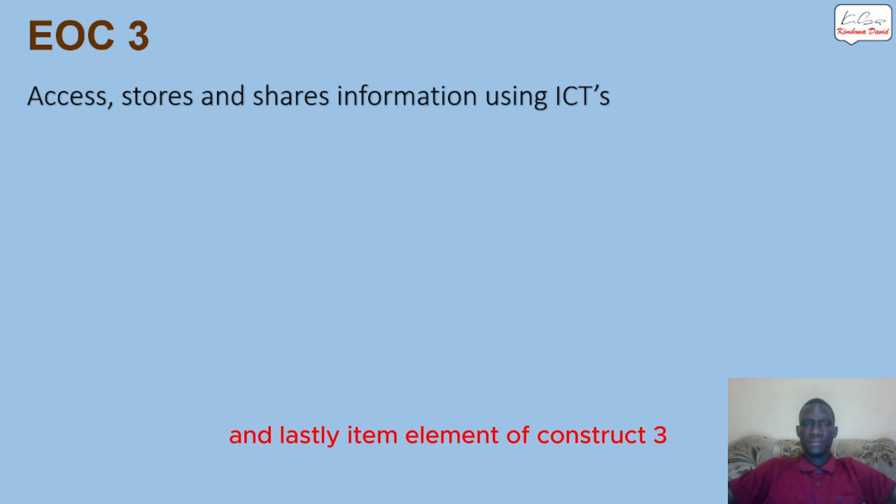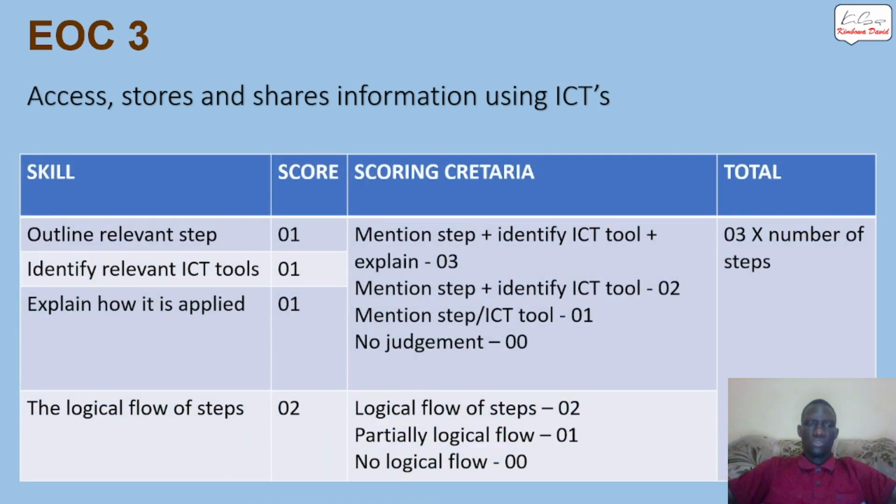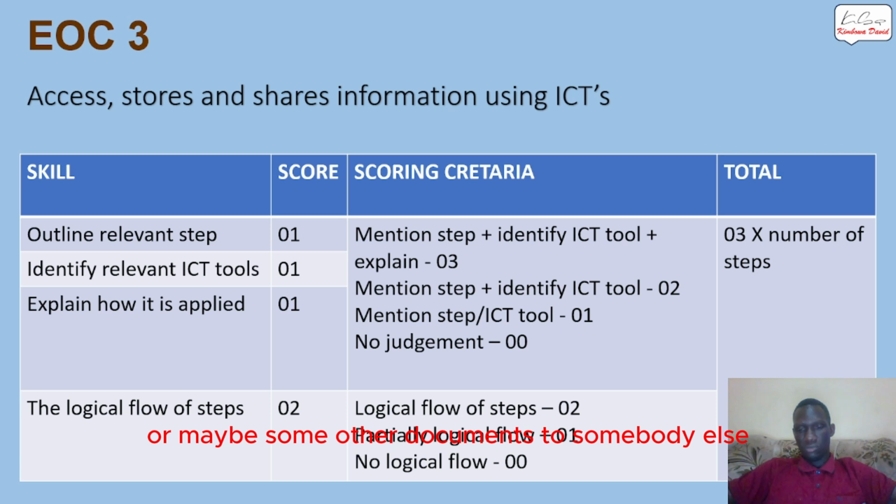And lastly, element of construct 3 that says access, stores, and shares information using ICTs. So the first skill: outline relevant steps. Now here we need steps, because in most of the cases here what is said is someone wants to apply online, someone wants to send maybe photos or maybe some other documents to somebody else. So how can he write a letter, send it to the company where he's applying to, and actually wait for feedback.